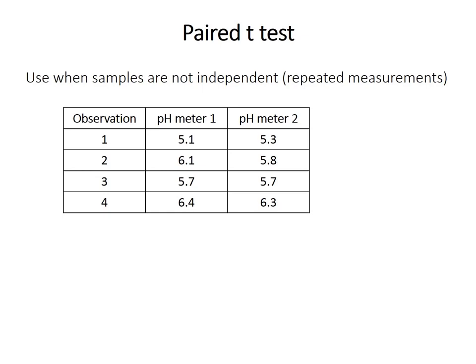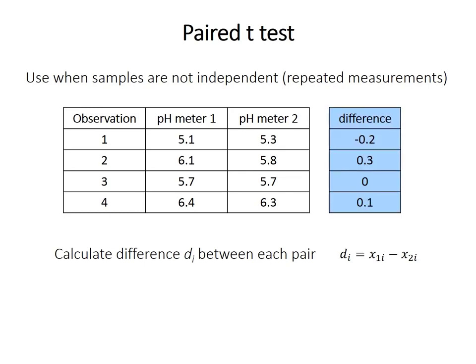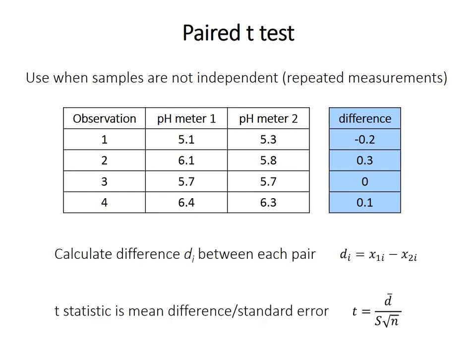Because the pairing of observations is important, the paired t-test calculates the difference between each pair of measurements. So the first measurement for observation 1 minus the second measurement for observation 1, and so forth. In this case, the difference would be minus 0.2 pH units for the first observation, plus 0.3 for the second, and so on. So the t-statistic, instead of being the difference between sample means, is now the mean difference between paired measurements. And then, just like before, it's divided by the standard error. In this case, the standard error is also calculated from those differences and not from the raw data.